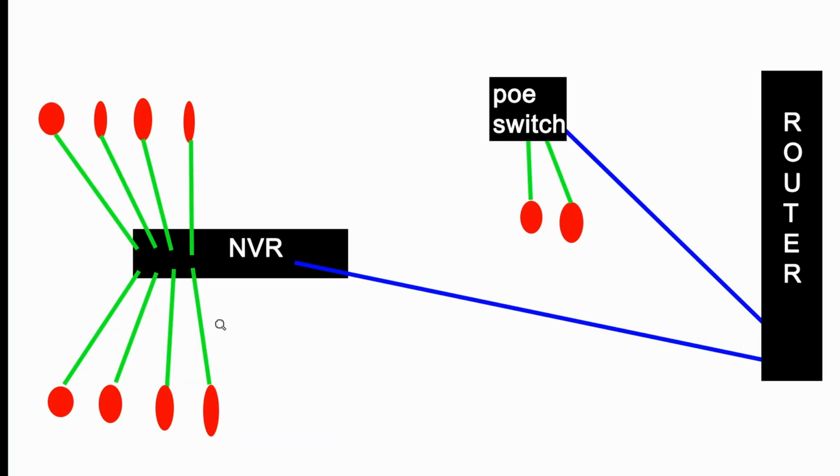So here's a quick look at this example. You can see that there's 8 cameras going into the back of the NVR. The NVR is connected to the router. Here's a POE switch. Only 2 cameras are connected to the POE switch and we're using one of the uplinks from the POE switch to the router. NVR, by its definition, is network video recorder. So as soon as it's plugged into your network, it will record whatever video is available on the network.